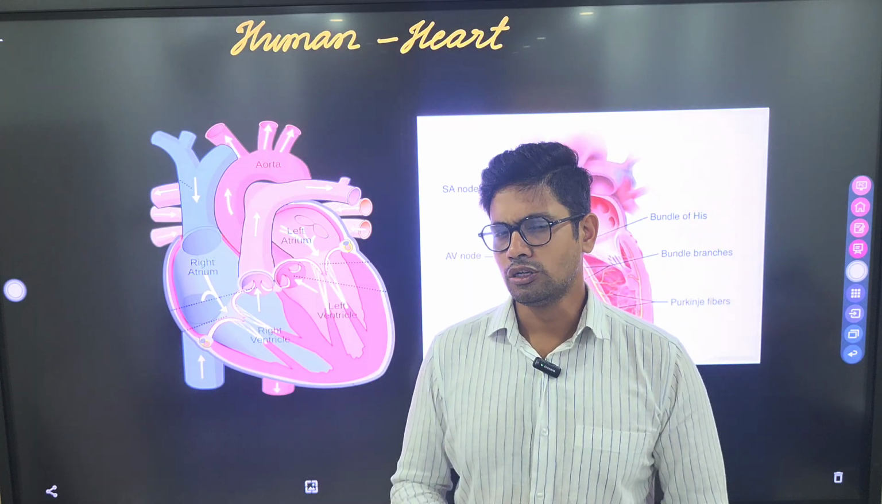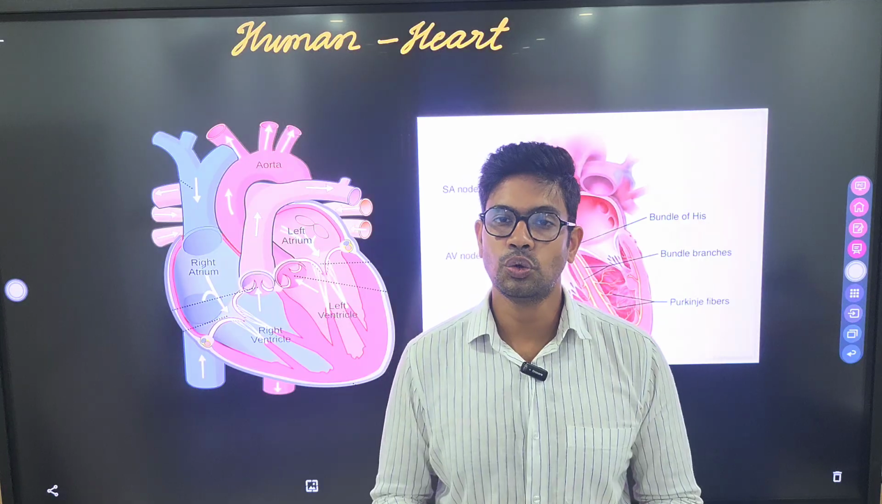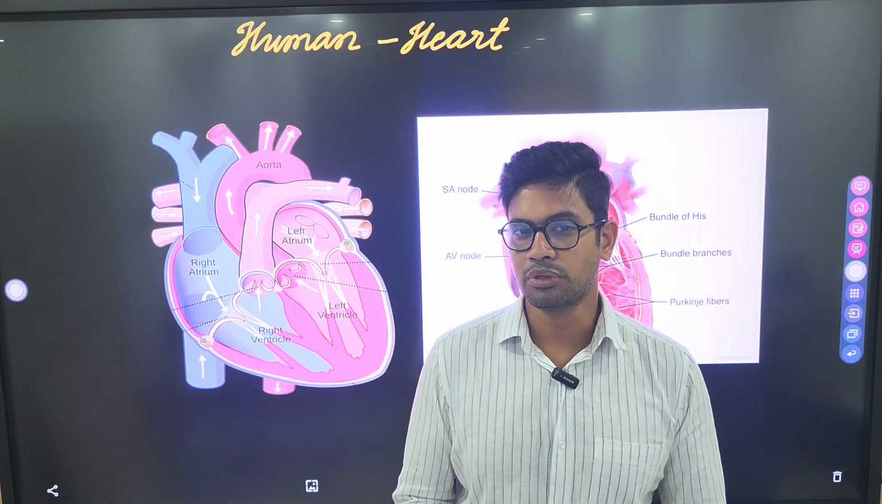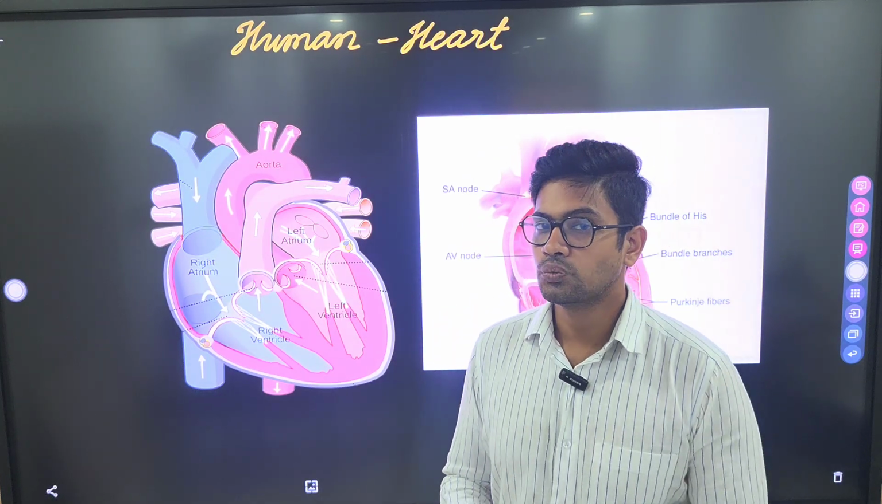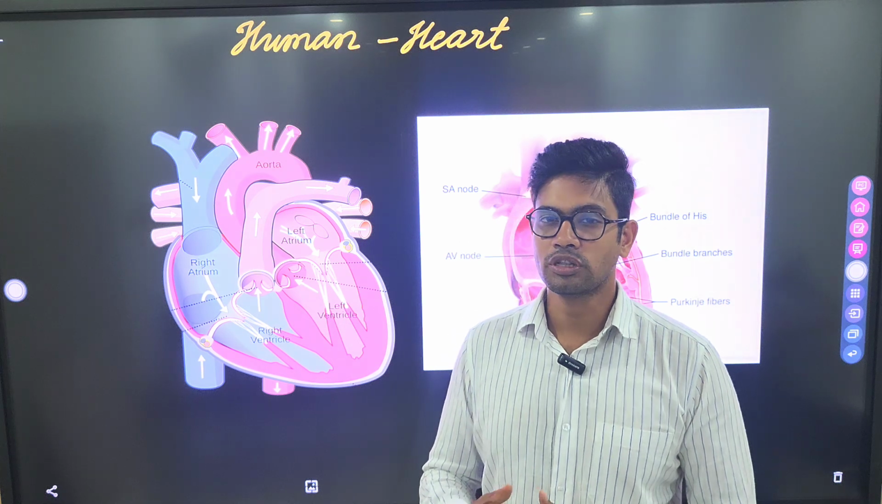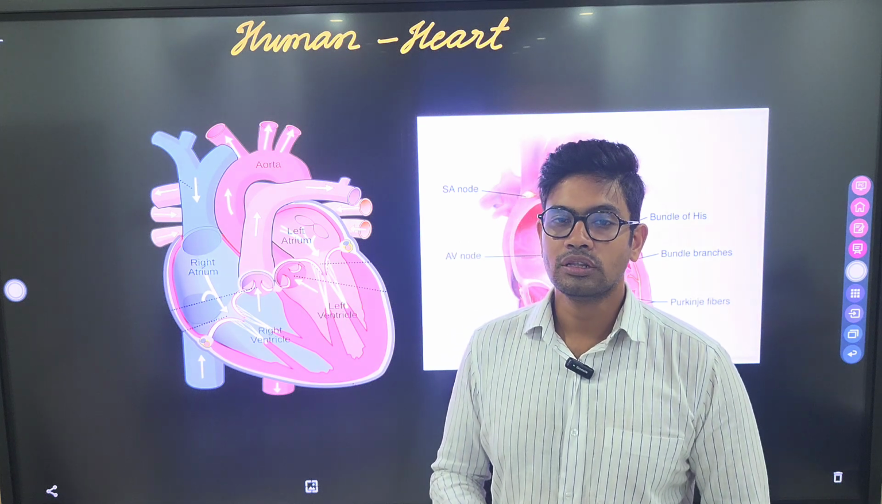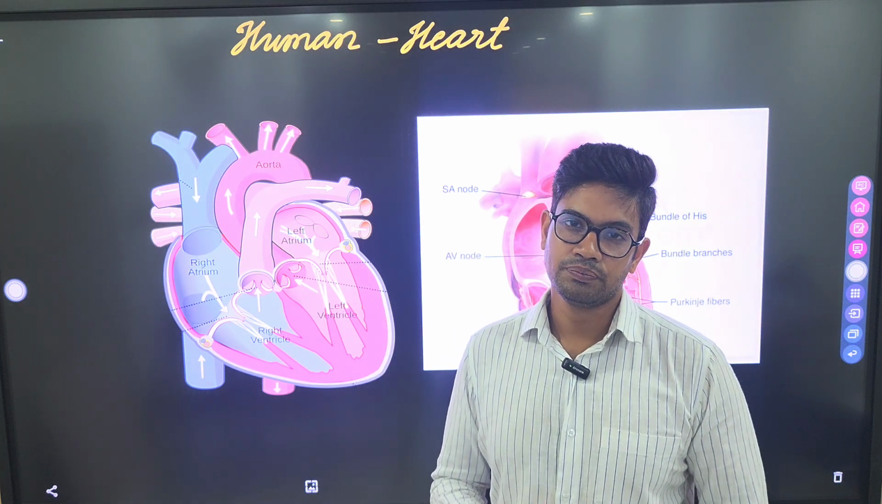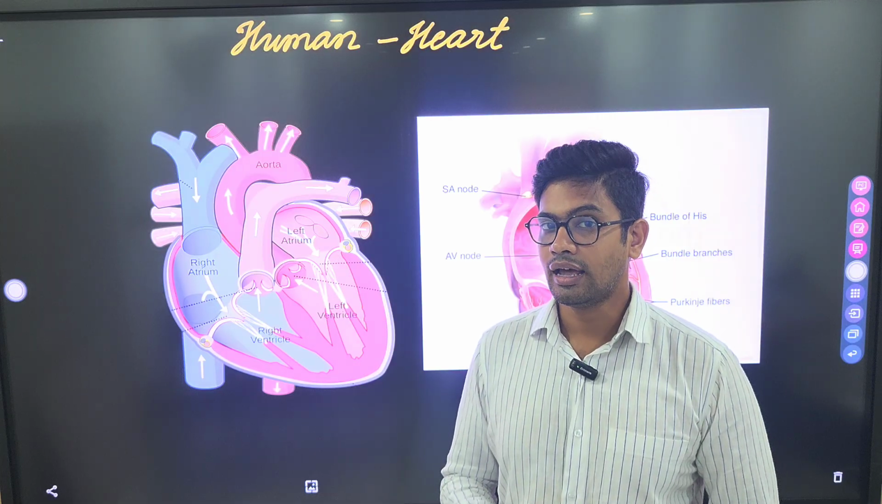Almost two-thirds of the heart is located on the left side of the midline of the body, and almost one-third of the heart is located on the right side of the midline of the body.